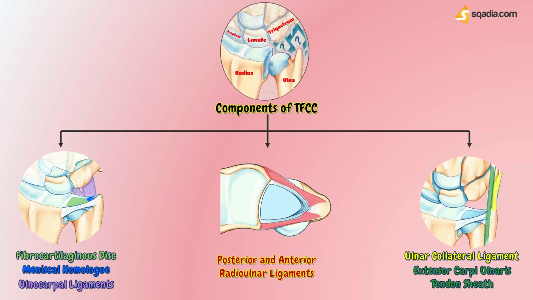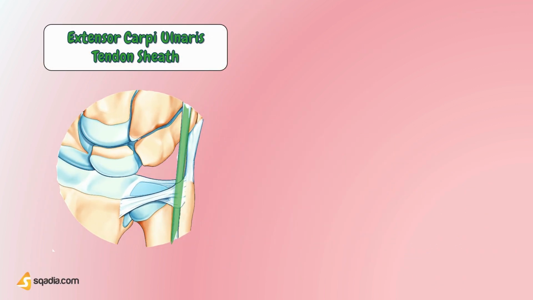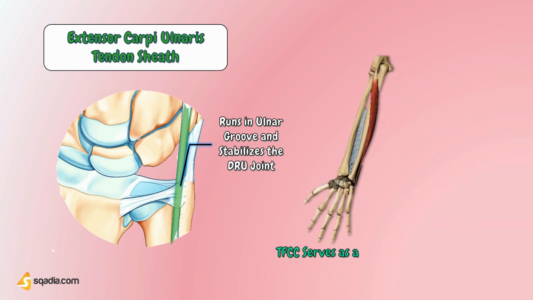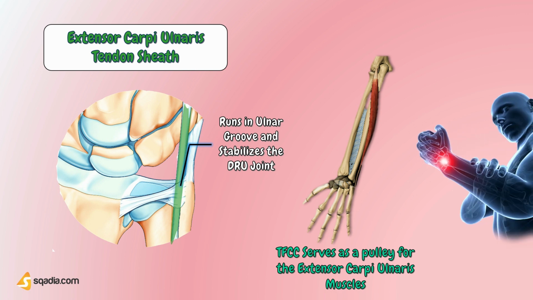Lastly, we have the extensor carpi ulnaris tendon sheath. As I mentioned before, it is intimately related to the meniscal homologue. The extensor carpi ulnaris tendon sheath runs in an ulnar groove and appears to be an essential stabilizer of the ulnar side of the triangular fibrocartilage complex. There are suggestions that the triangular fibrocartilage complex is a vital pulley component to the extensor carpi ulnaris, and that triangular fibrocartilage complex injury can lead to abnormal loading.